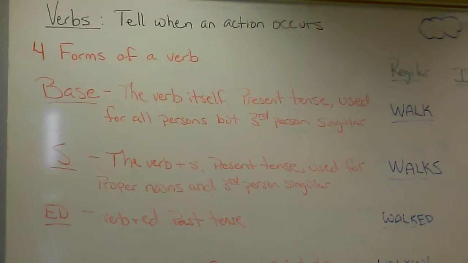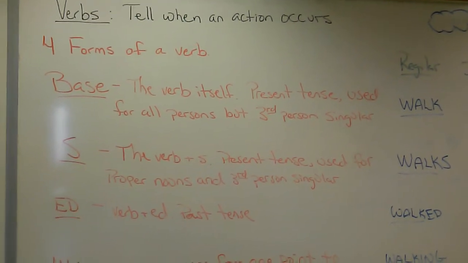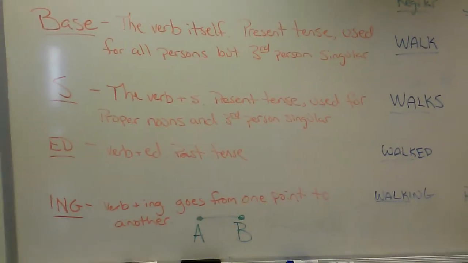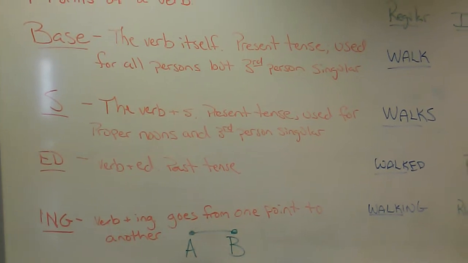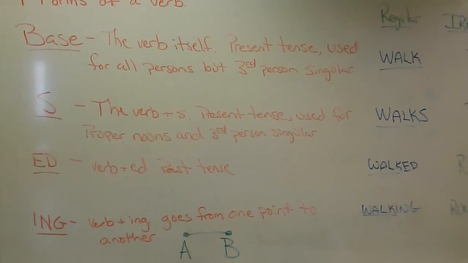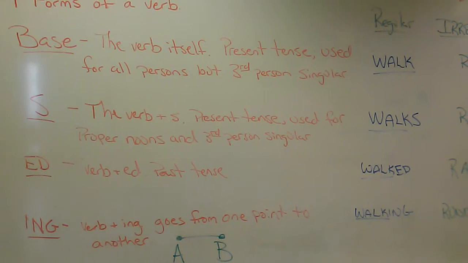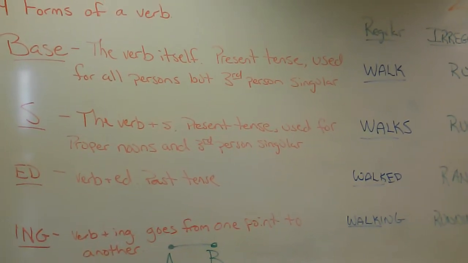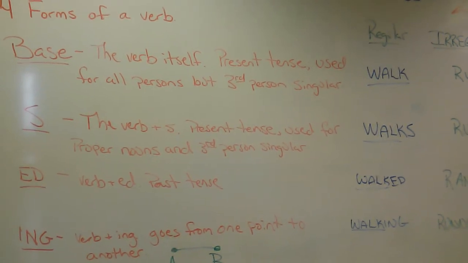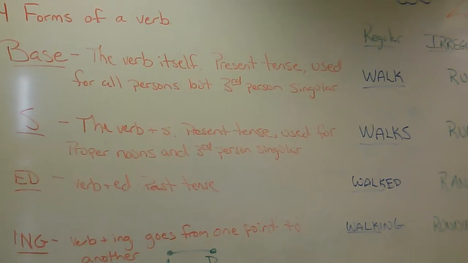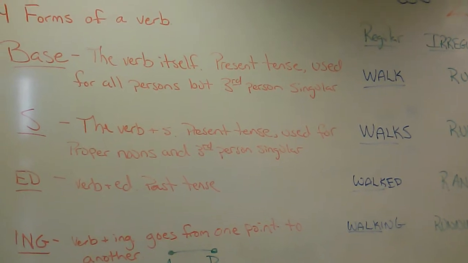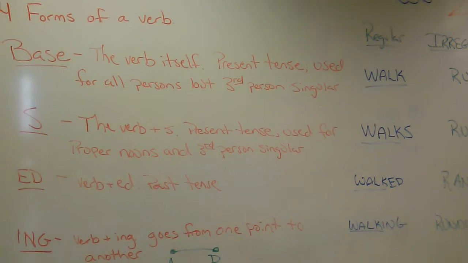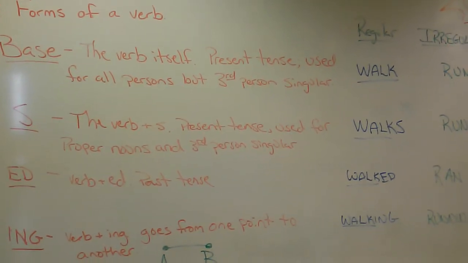Okay? You have the base form, the S form, the ED form, and the ING form. Now, the base form is the verb itself. Present tense, and it's used for all persons but third person singular. Third person singular, as we know, is a pronoun. Okay, so for all the other pronouns, and if we're talking about it in the present tense, the action, you would use the base form of the verb. An example would be walk.